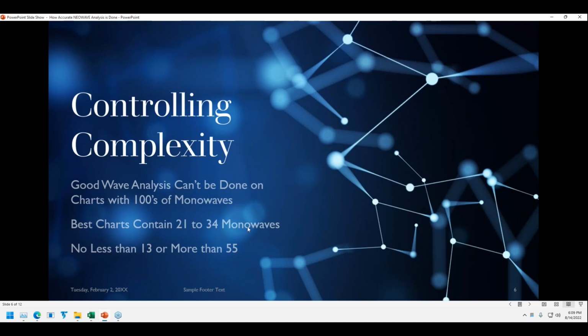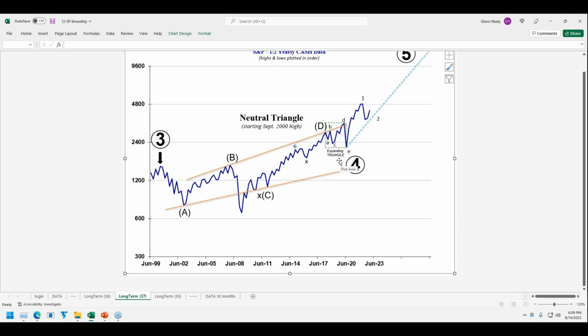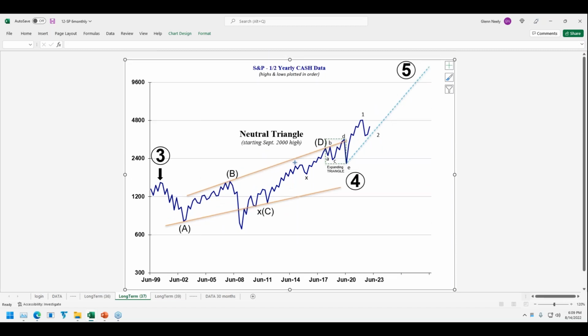when you're doing hardcore analysis, but you want no less than 13 up and down monowaves and no more than 55. And a monowave, just to be clear, is the movement from high to low until it stops going up or down and then changes direction. So this would be one monowave, that's one monowave, that's one, that's one. A monowave can take multiple data points. So a monowave is not just one data point, it's one continuous movement from low to high.